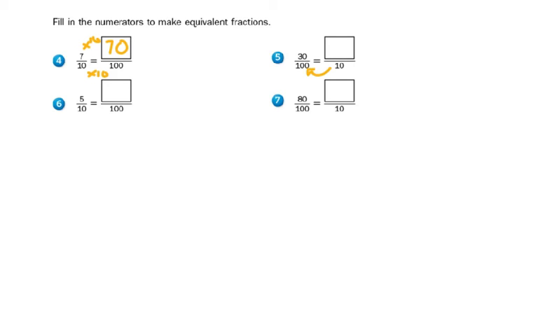Here, let's look at the opposite direction. They multiplied by 10 here. What would I multiply by 10 to get 30? 3. Number 6, they multiplied by 10 on the bottom, so we multiply by 10 on the top. 5 times 10 is 50. Here, another way to think about this is they divided by 10, or if you think of the opposite, they multiplied by 10. So let's divide by 10 here. 80 divided by 10 is 8.